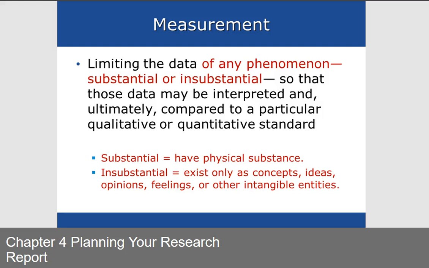Okay, so first and foremost, we're limiting the data of any phenomenon, substantial or insubstantial. Let's talk about what those mean. Substantial: having physical substance. Insubstantial: existing only as concepts, ideas, opinions, feelings, or other intangible entities. So we want to limit the data of any phenomenon, whether it has physical substance or it's something that we need to quantify, operationalize, explain, something that would be considered, in your author's wording, insubstantial.